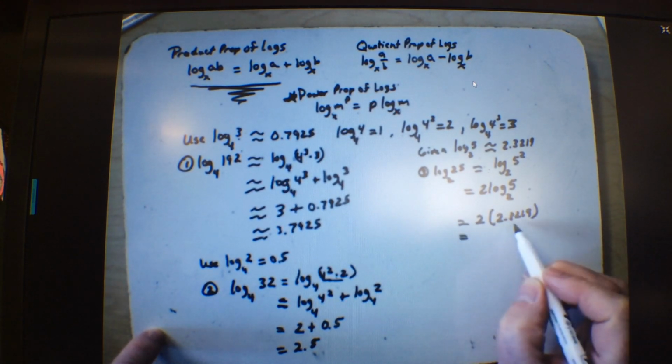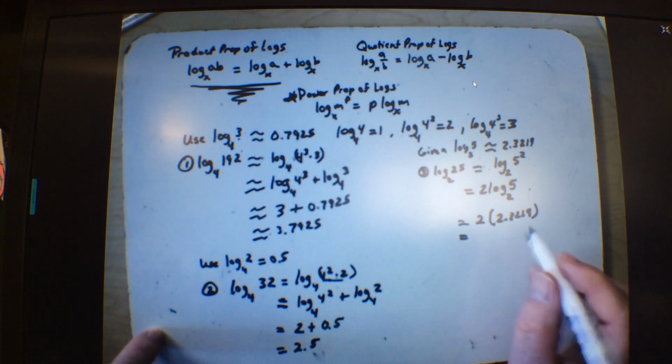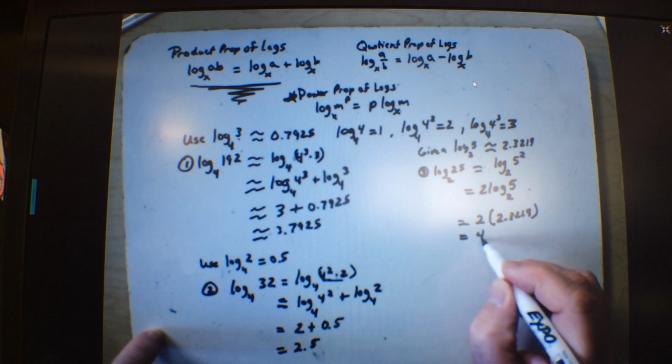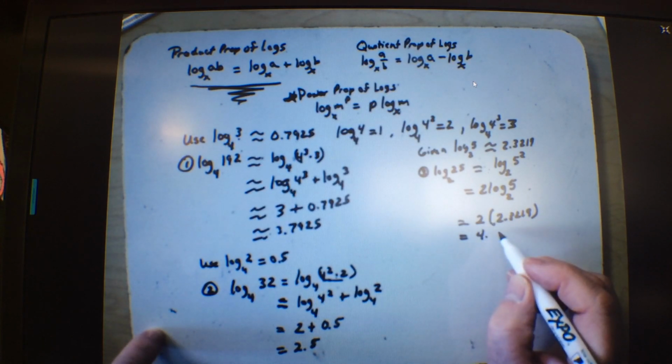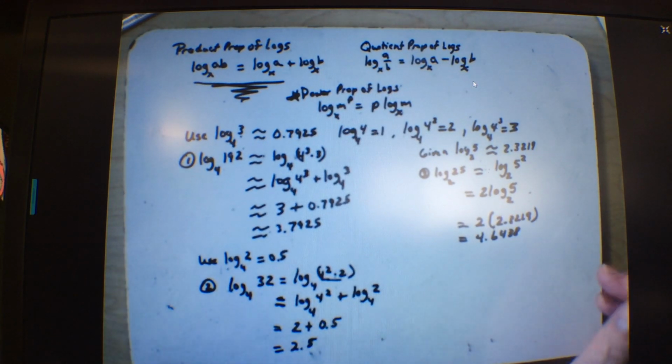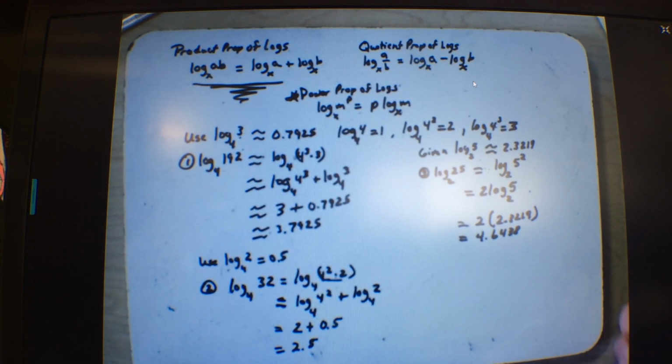So what is 2 times 2.3219? If you multiply those together on your calculator, you get 4.6438 to 4 decimals, correct? Any questions? Okay.